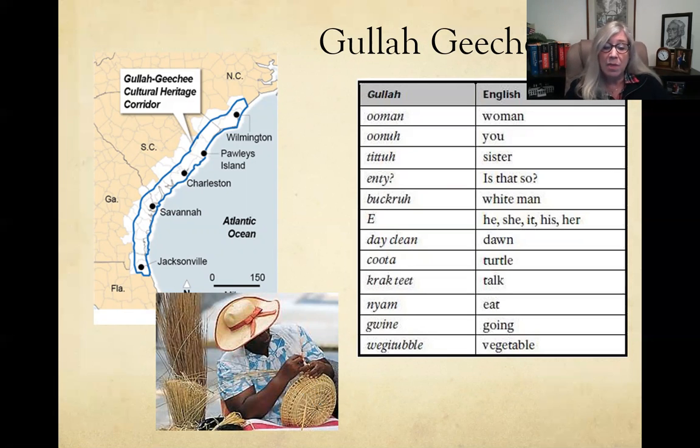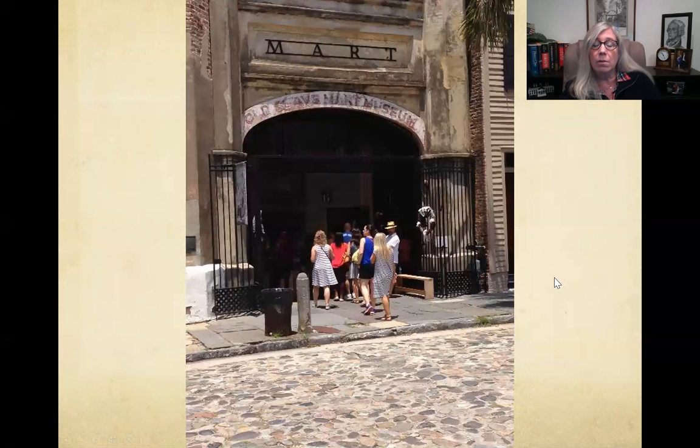So this method of taking these stalks of sweetgrass that have been dried and weaving them into these baskets, it's an art. And that's passed down through the Gullah culture as well. So these are just some of the phrases that you can look at the English word and then the Gullah word, and it's blending all of this together. These are in downtown Charleston.